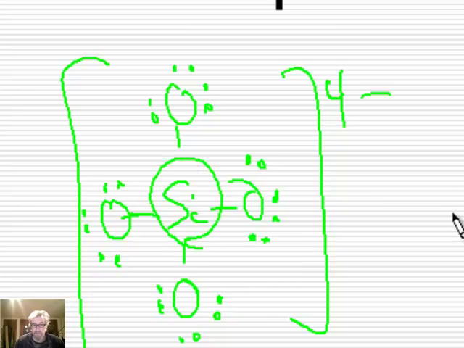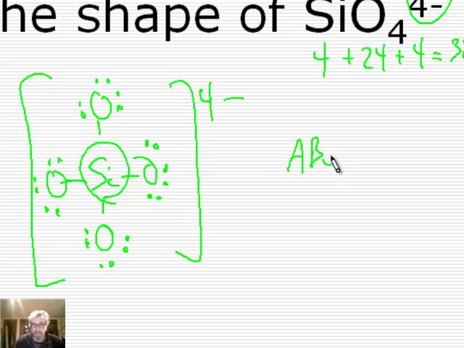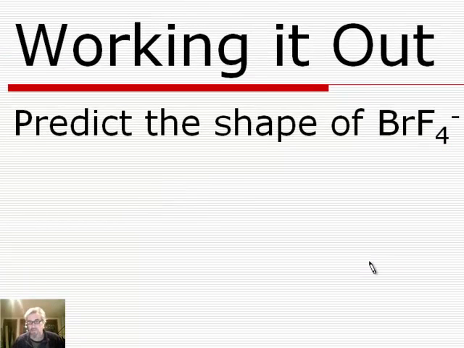I've got 4 regions of electron density, so it's an AB4, or if you just think about the shape, 4 regions of electron density are arranged in a tetrahedral molecule. There's another one, BrF4 1-. Stop the movie and give it a shape.